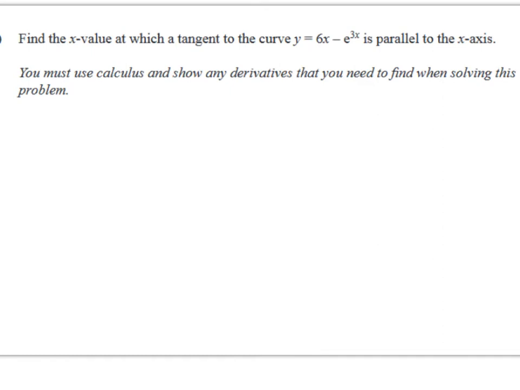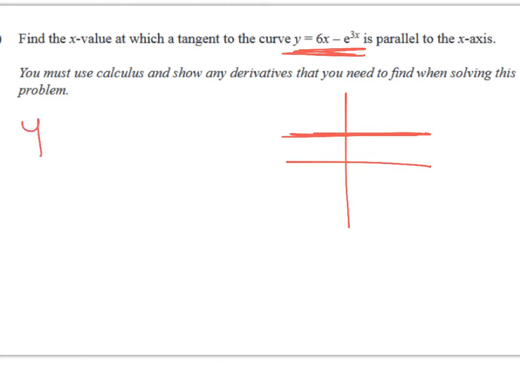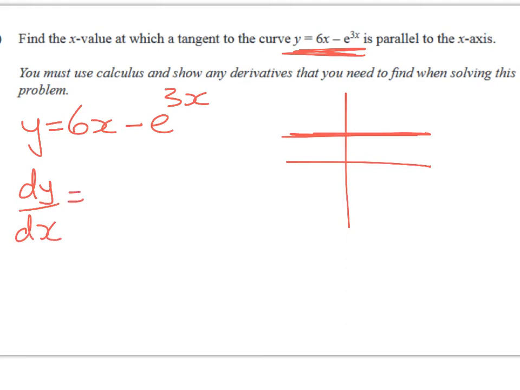Find the x value at which our tangent to this curve is parallel to the x-axis. Well, sounds hard, but it's really easy. Parallel to the x-axis means that the gradient is equal to 0. So all I have to do is take this function and differentiate it to find the gradient, and then solve for where the gradient equals 0. So the gradient of this will be 6 minus, chain rule again, minus 3e to the 3x. And we want that equals 0.